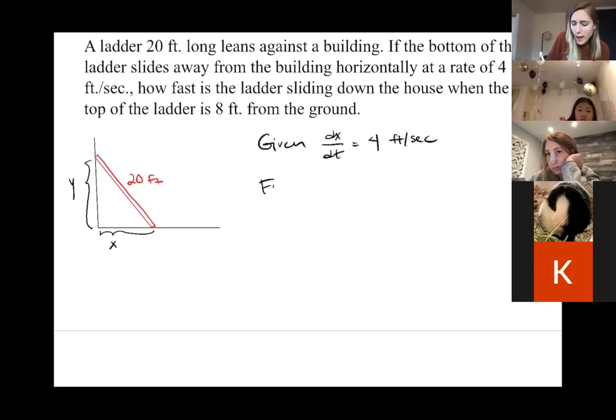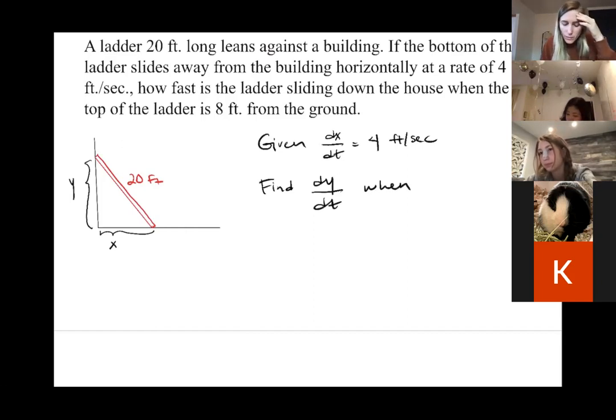And we want to find the rate at which the ladder is sliding down the wall of the building or the house. So we want to know how y is changing with respect to time. So dy over dt, at the moment when the top of the ladder is 8 feet from the ground. So that's when y is equal to 8 feet.